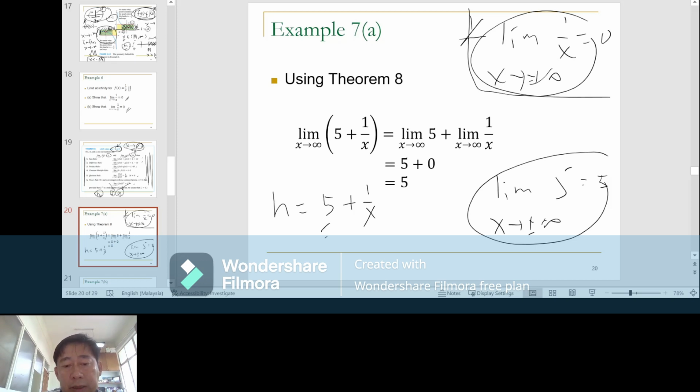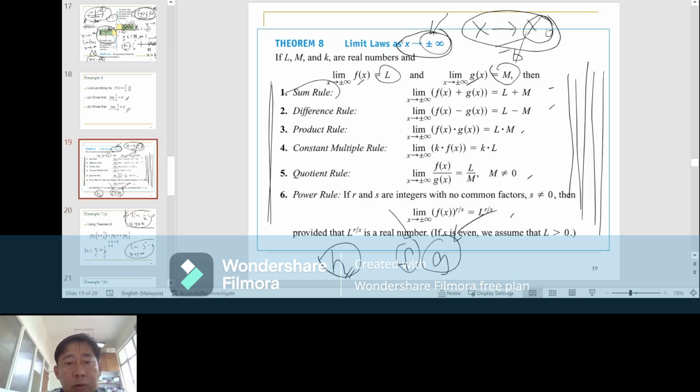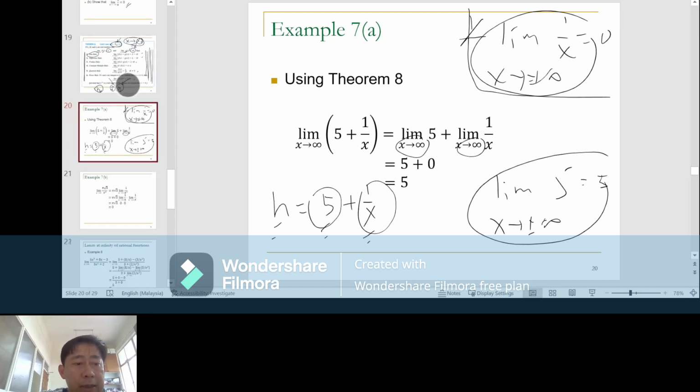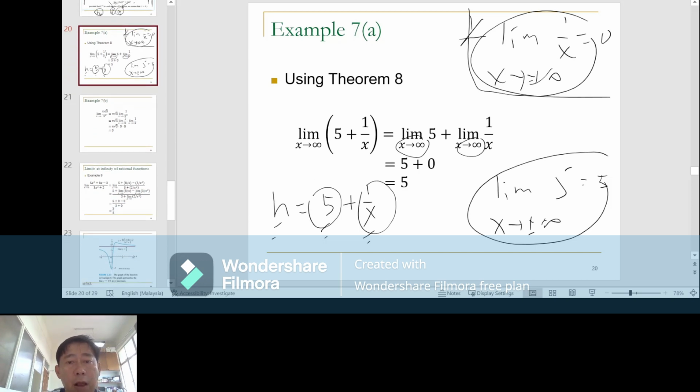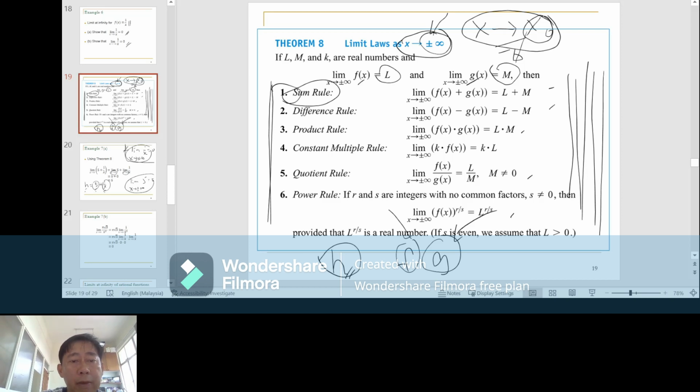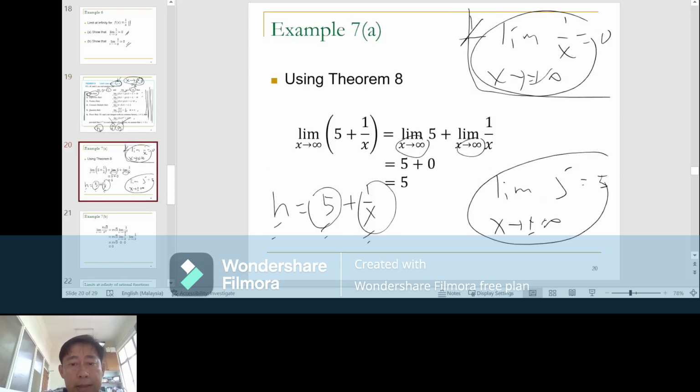So this h is comprised of the sum of two functions. So according to some rule, theorem 8, the limit of h is just the sum of the limit of 5 and the limit of 1 over x when x tends towards positive infinity. So that is a very simple application of addition rule number 1 in theorem 8.